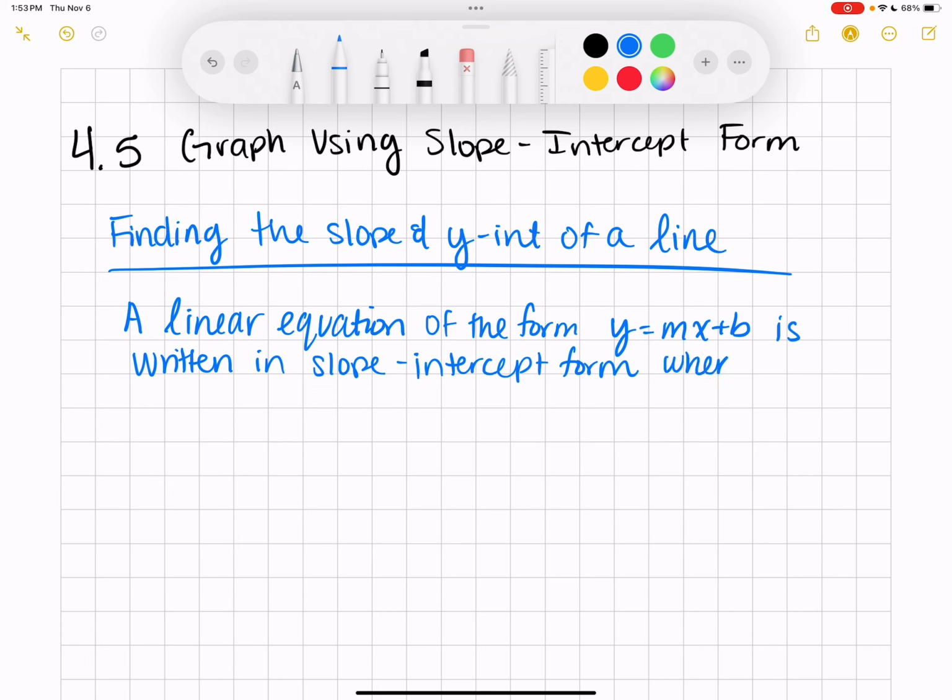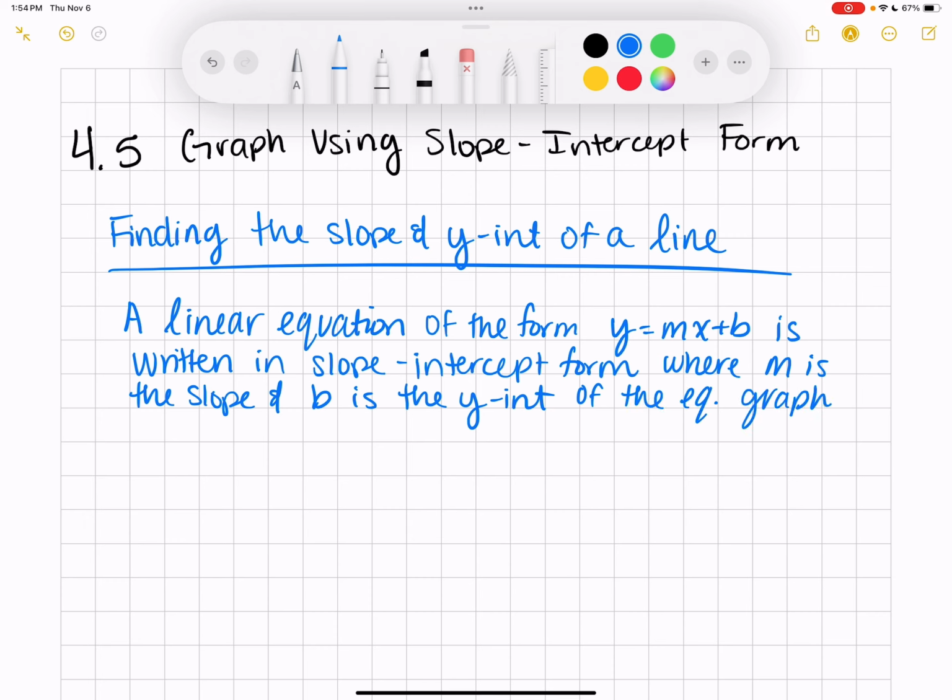Where m is the slope and b is the y-intercept of the equation's graph. So if we have y equals mx plus b, just so that we can see it, this is my slope. Slope is always either a whole number or a fraction. Obviously, we've been seeing that. Never a mixed number, never a decimal. We're always going to have it written as a fraction because that tells us stuff about our graph.